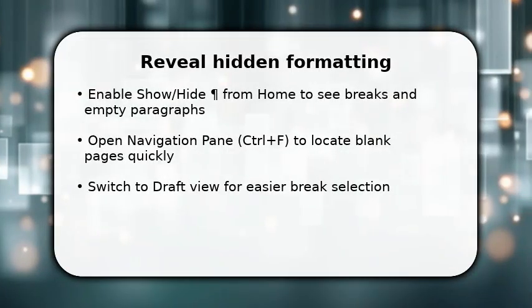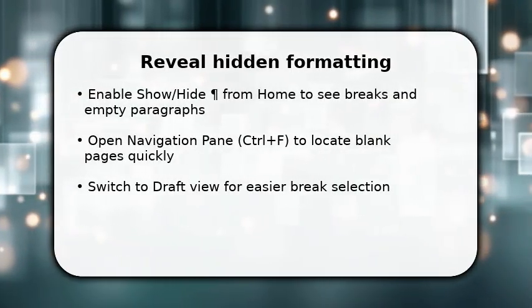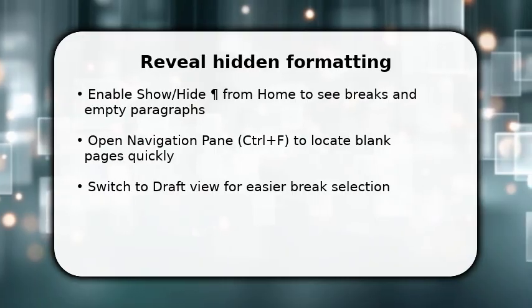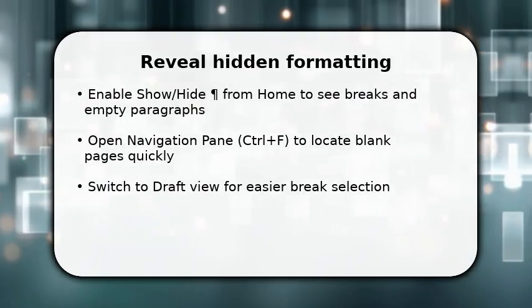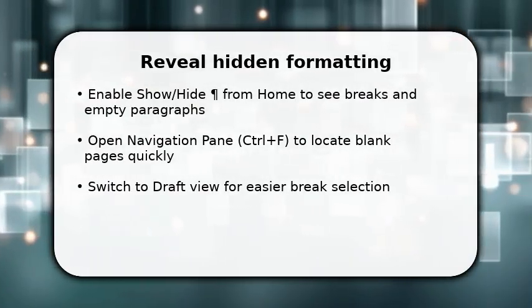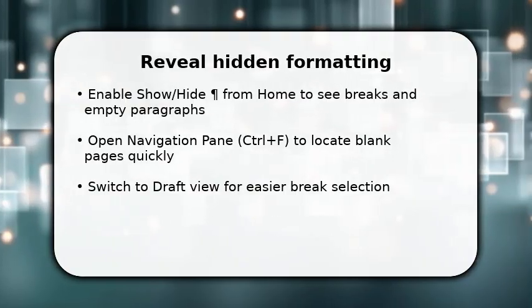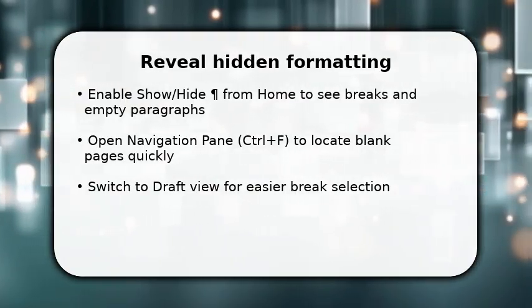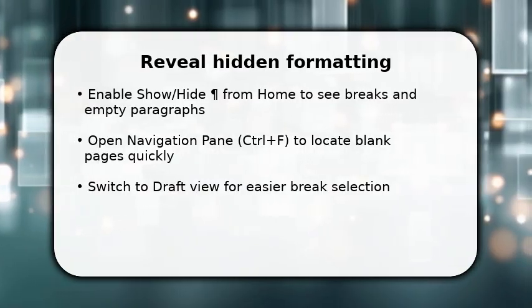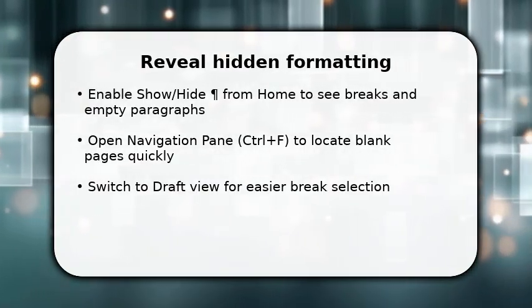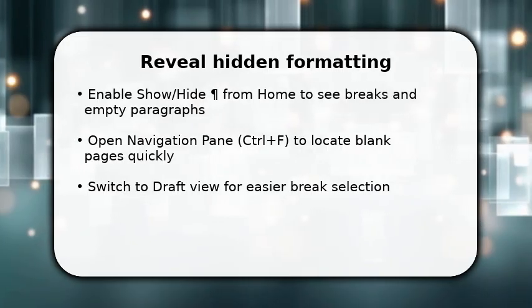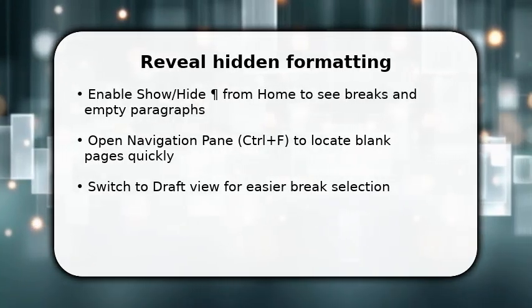You start by revealing what Word hides. Turn on Show/Hide Paragraph on the Home ribbon so you can see page breaks, section breaks, and empty paragraphs. This is essential. Open the Navigation pane with Ctrl+F to jump to the blank page and confirm its content type. Once done, switch to Draft View for a cleaner workspace that makes selecting breaks and stray marks straightforward.